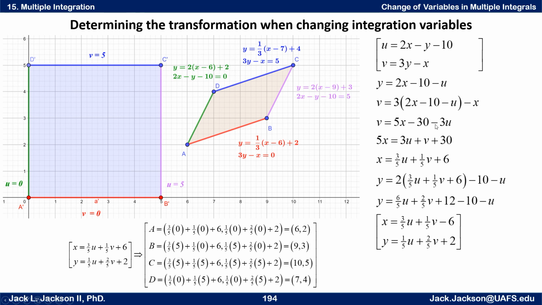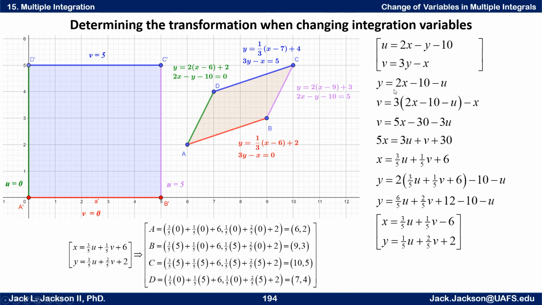So 5x is 3u plus v plus 30. Divide both sides by 5. X equals, I'm going to distribute that 1/5: 3/5 u plus 1/5 v plus 6. And divide all those things by 5. All right, so now we have x in terms of u and v.